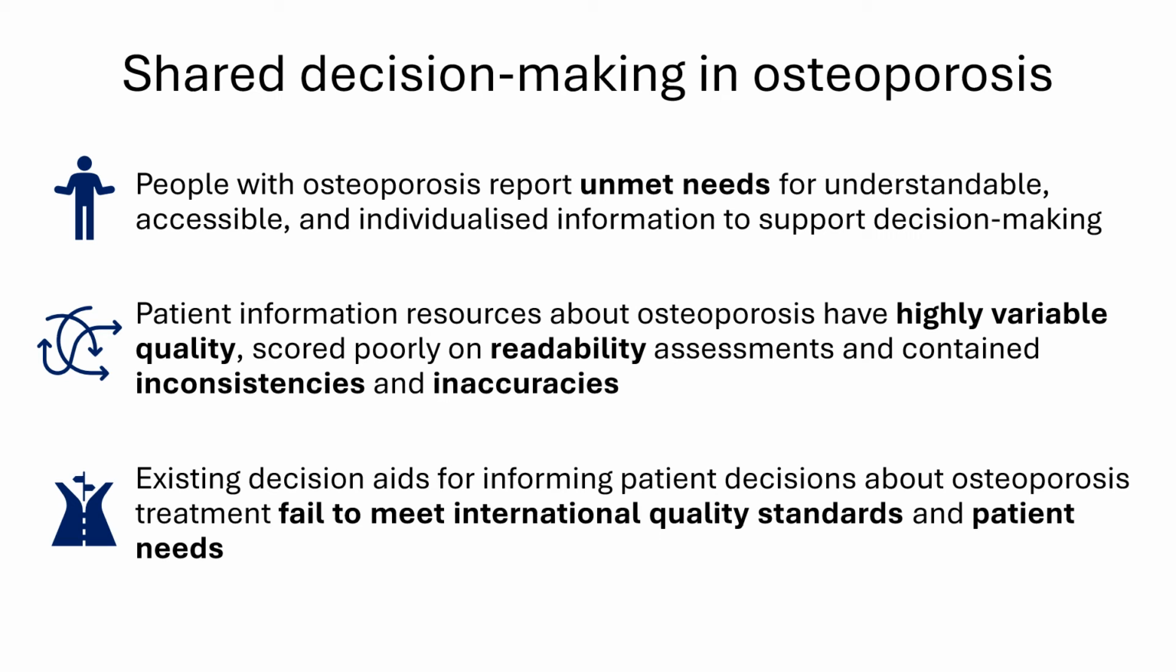Accurate and understandable patient information is essential to facilitate shared decision-making. However, commonly accessed patient information resources about osteoporosis have highly variable quality, score poorly on readability assessments, and contain inconsistencies and inaccuracies. As previously mentioned, decision aids may be helpful as a resource to support discussions about options and to facilitate shared decision making. We recently conducted a systematic review of existing decision aids for informing patient decisions about osteoporosis treatment and found that many failed to meet international quality standards and patient needs.